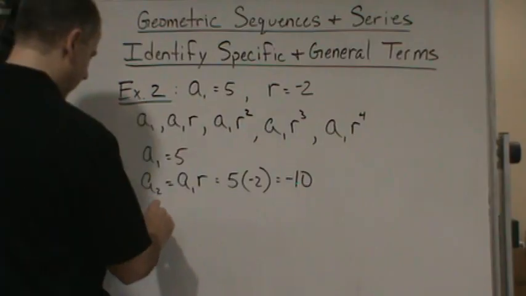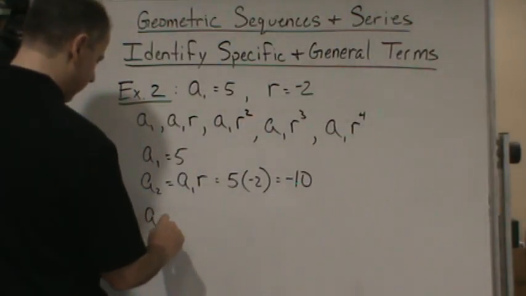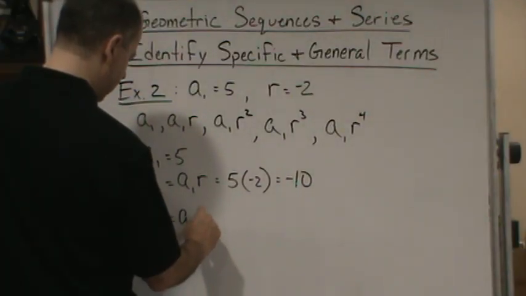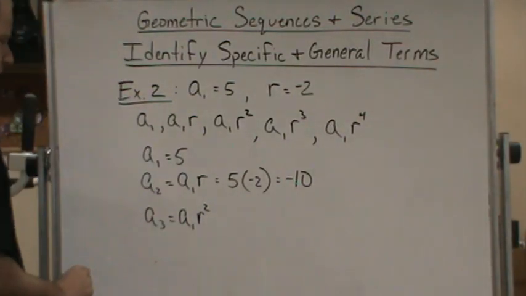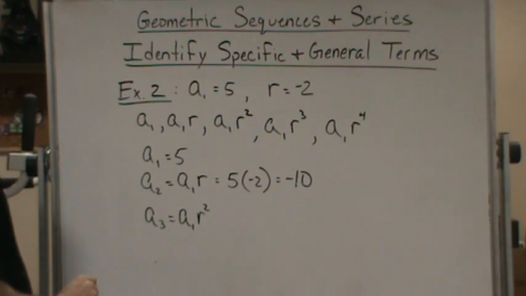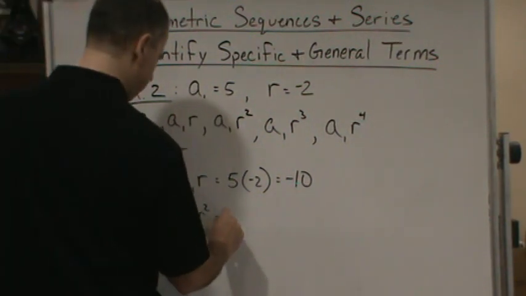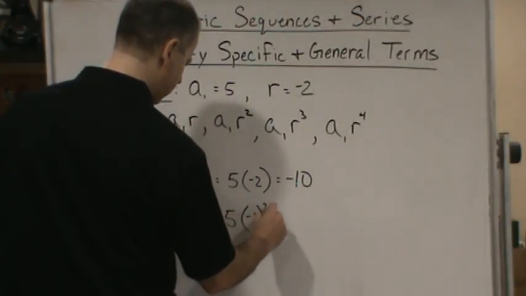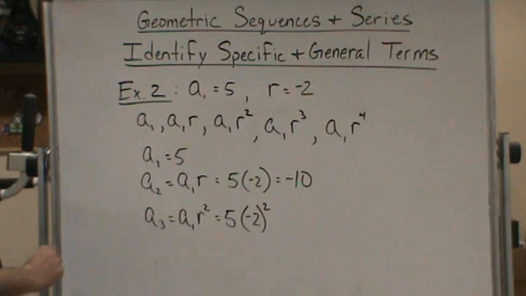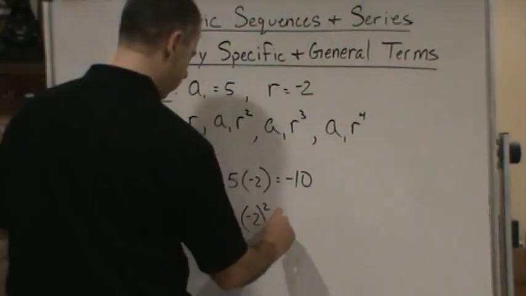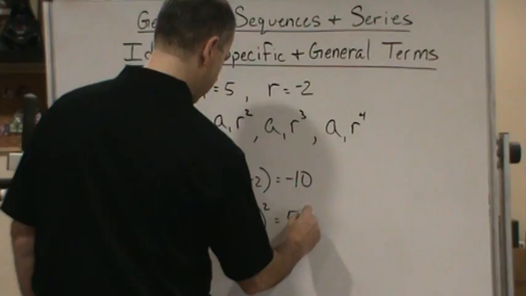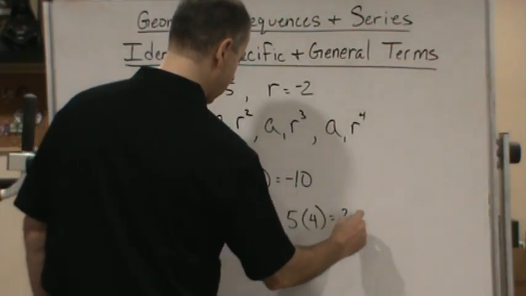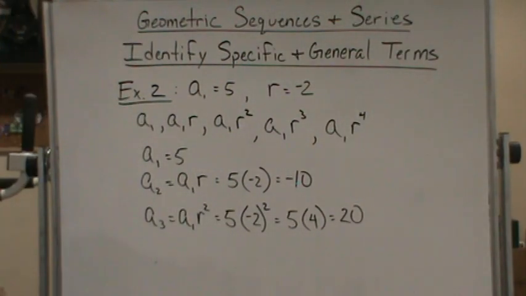And then A3 is going to be A1 times R squared, which is going to be equal to 5 times (-2) squared, which is going to be equal to 5 times 4, which is equal to +20, okay?